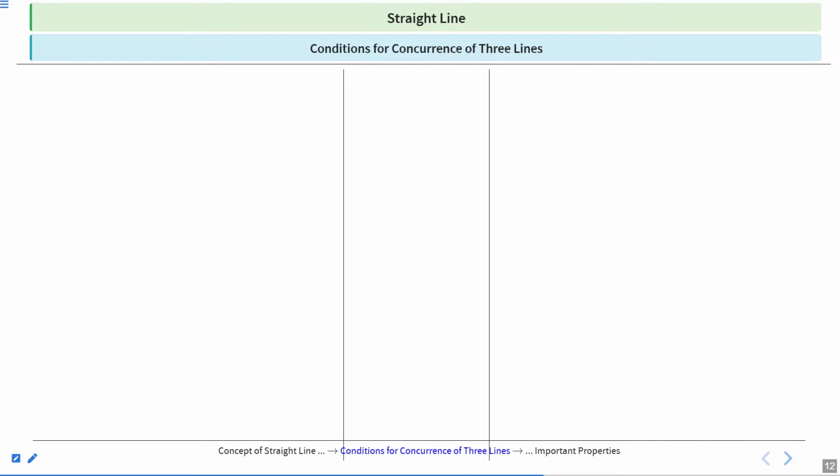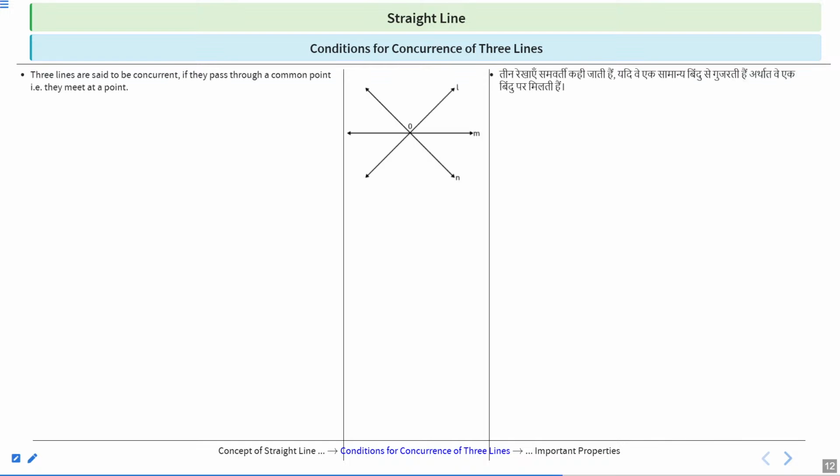The condition of concurrence of three lines. We are given three lines. Three lines are said to be concurrent if they pass through a common point, that is, they meet at a point. If three lines are concurrent, then the point of intersection of two lines lies on the third line. Got it?